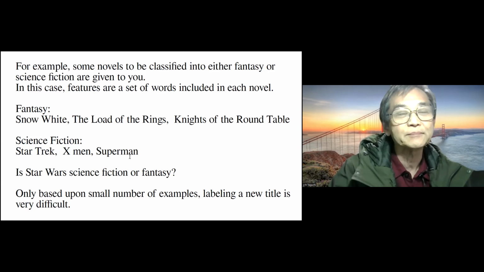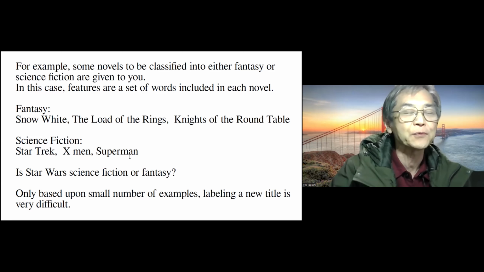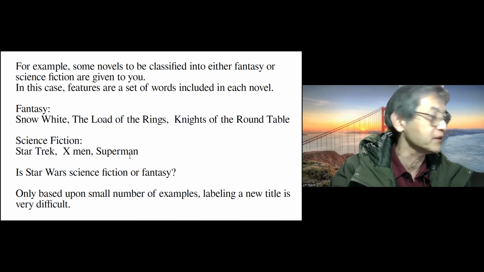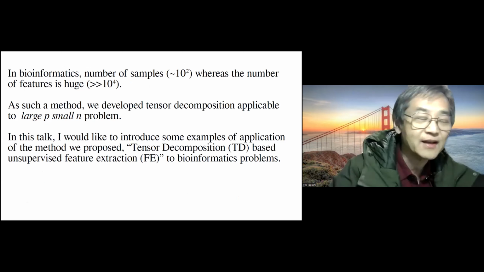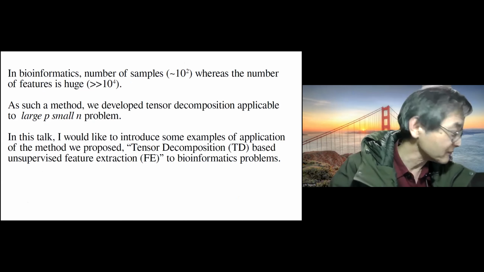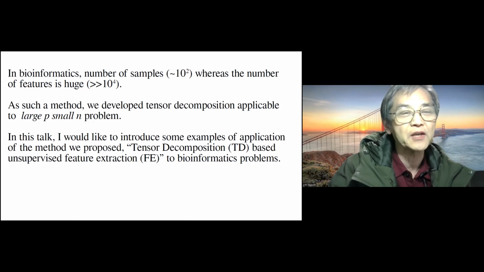Because there are very few samples here, but the content of a novel is 1,000 or more than 1,000 words, it is not easy to classify from the contents of the novel whether it is fantasy or science fiction if there are only this kind of small number of samples. As you can see in this illustrated example, the number of samples is very few, and the number of features is huge. It is not easy to judge which class each object belongs to.